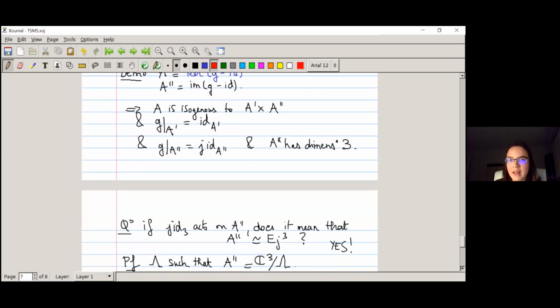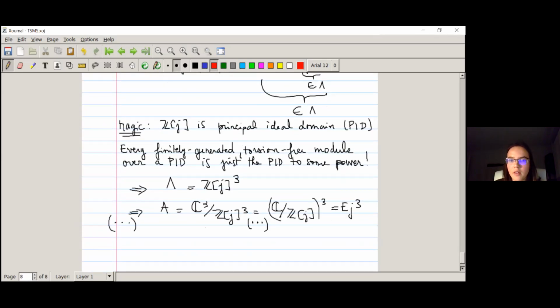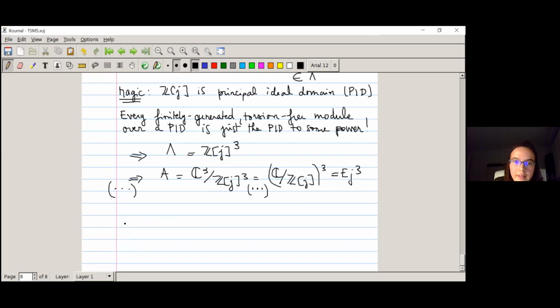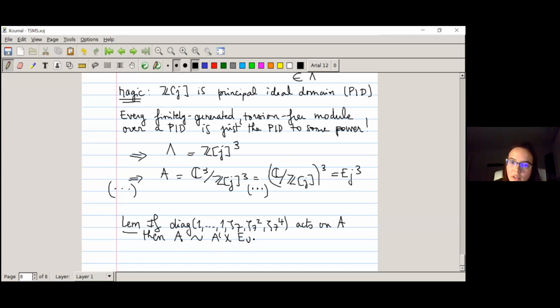And now we come to the second lemma. And the second lemma is the second case. If you have an element like this that acts on A, then A has to be isogenous to A prime times EU7 to the power 3. And this is where we need complex multiplication.